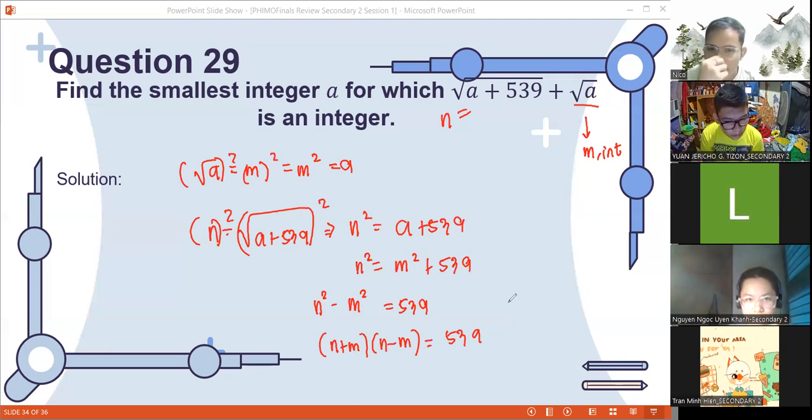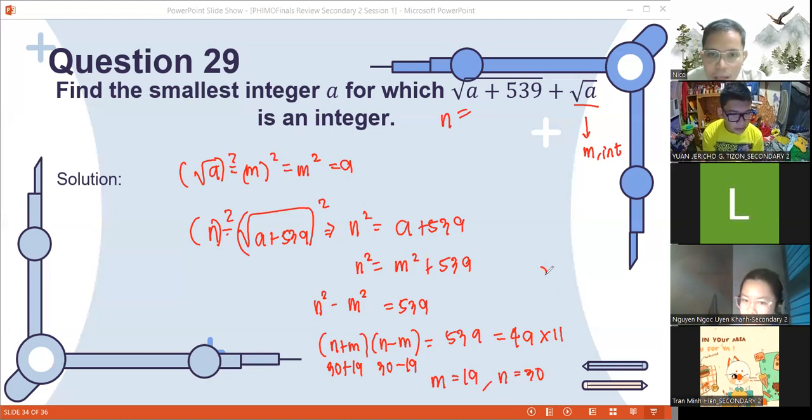Okay, let's continue solving. So this one is the smallest integer a, right? So for n plus m and n minus m, this one is 49 and this one here is 11. So it's going to be 30 plus 19 and 30 minus 19. So the value for m here is equal to 19 and the value for n is equal to 30. Take note, you need to solve for a. A here is equal to m squared. So this is 19 squared. So the value for a is going to be 361.